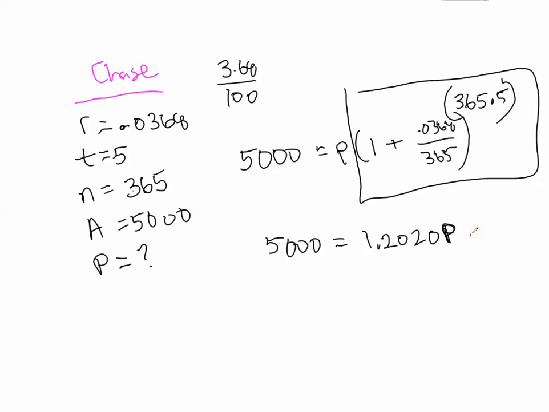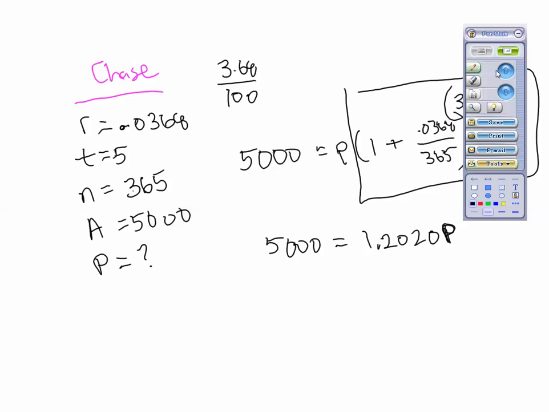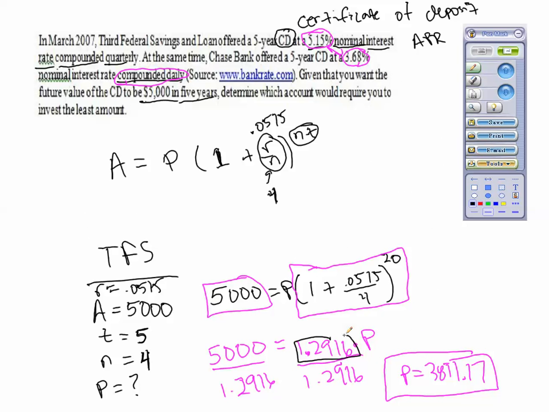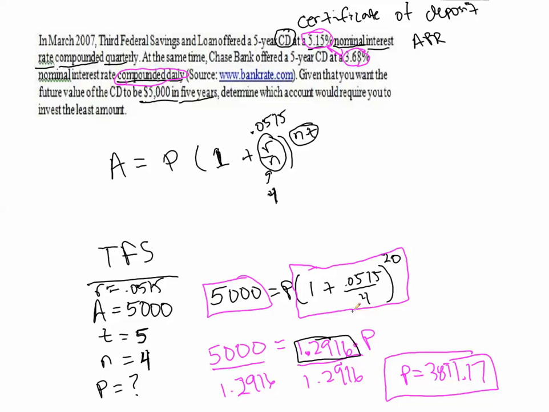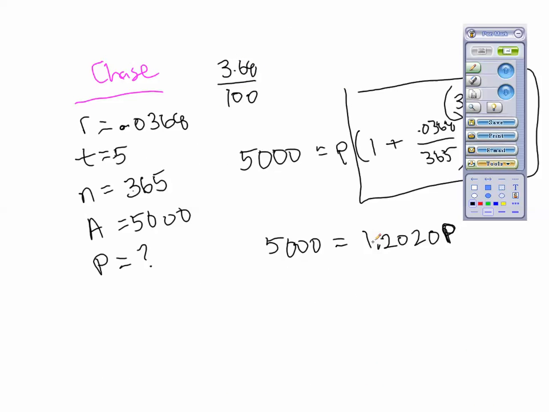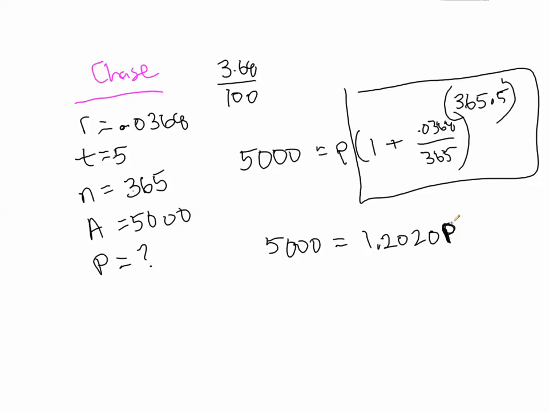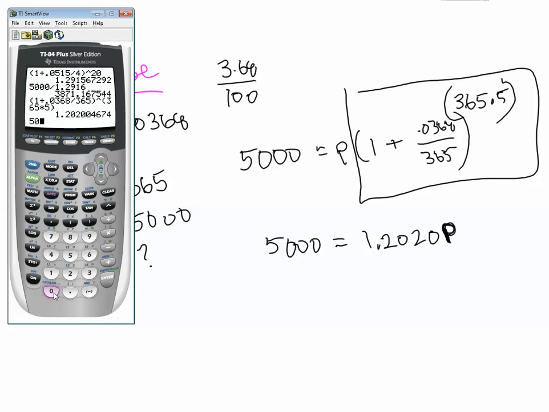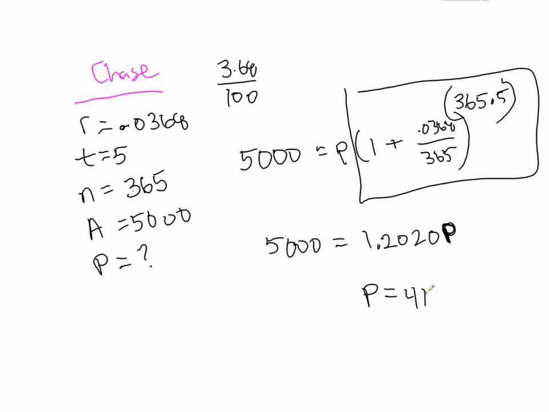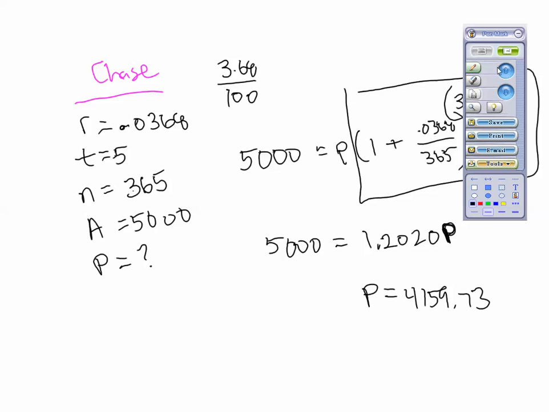Well, at this point we should be able to confirm without doing the extra math that this is going to require a larger initial investment. Why is that? Because back here, look at the size of this multiplier. This was 1.2916. If I multiply two numbers together and one of them is big, then the other really only needs to be small to produce 5,000. But if I take a smaller multiplier, then this number needs to be bigger than it was before in order to still make 5,000. So let's verify what that amount is, 5,000 divided by 1.2020. This one would require an initial deposit of $4,159.73.